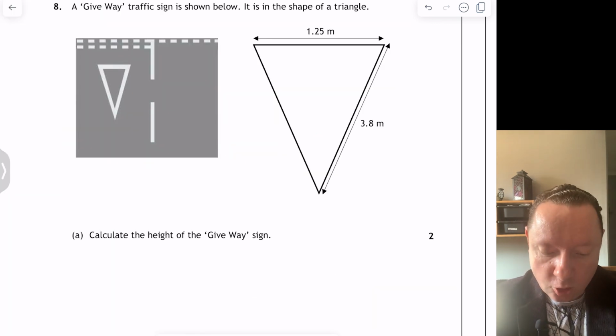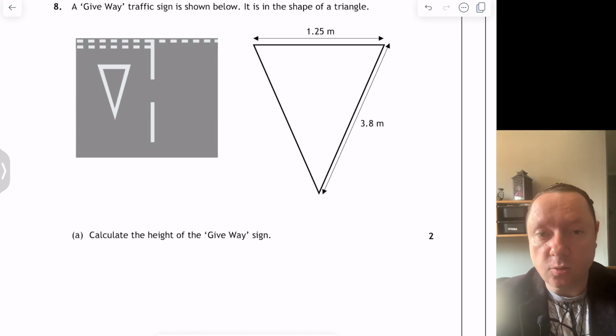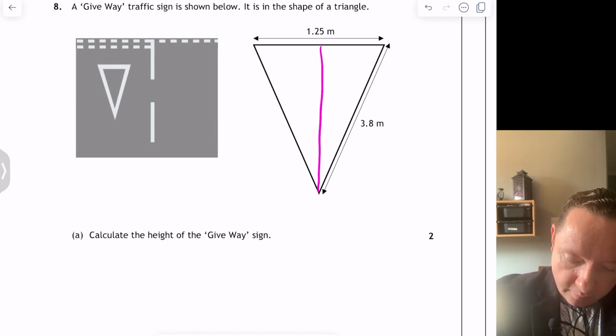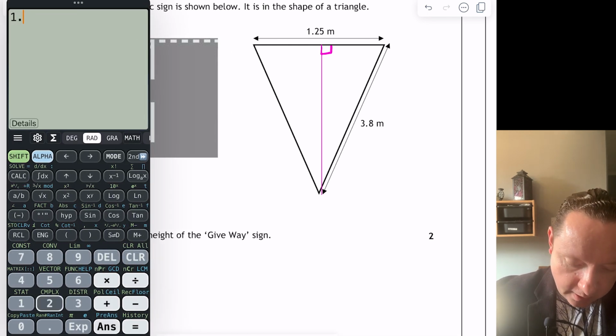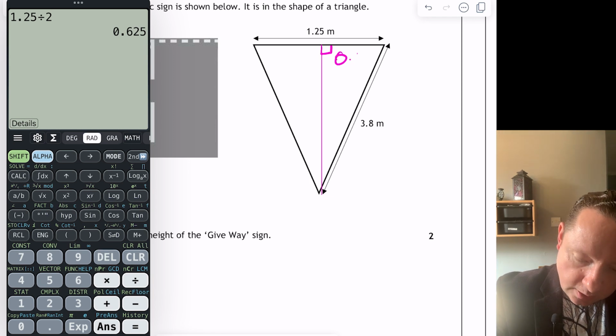The giveaway traffic sign shown below is the shape of a triangle. Calculate the height of the sign. So this is a Pythagoras question because the height is going to be a vertical line from the corner up the way. So I draw a right angle. For Pythagoras, I need two numbers. So I've got 1.25, so I can divide that by 2 to say that that is 0.625 here. And I want my height. I'll just call that A.